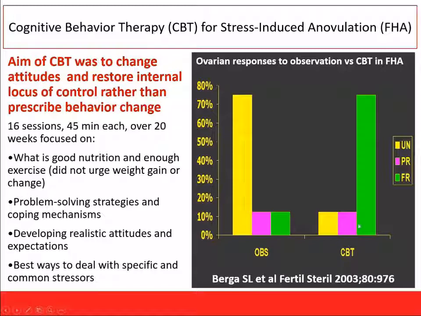And women who were randomized to the intervention, which we called cognitive behavior therapy for FHA or stress-induced anovulation, actually had a return to menstrual cyclicity about 72% of the time, whereas those randomized to no intervention, just phone calls. So these were 16 sessions, either 16 sessions of the active intervention or 16 phone calls, and they stayed largely amenorrheic. So this is a small pilot study that has yet to be replicated, but we think it is a demonstration of the principle.